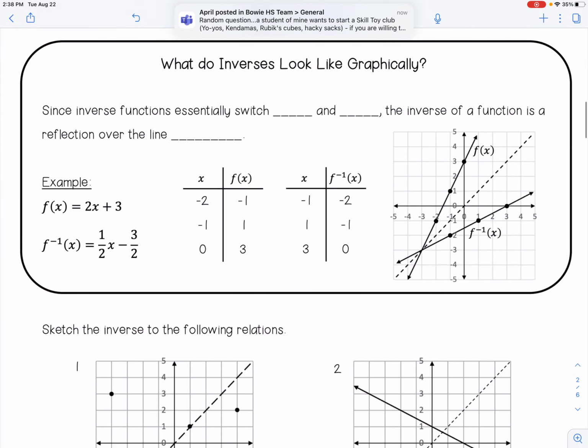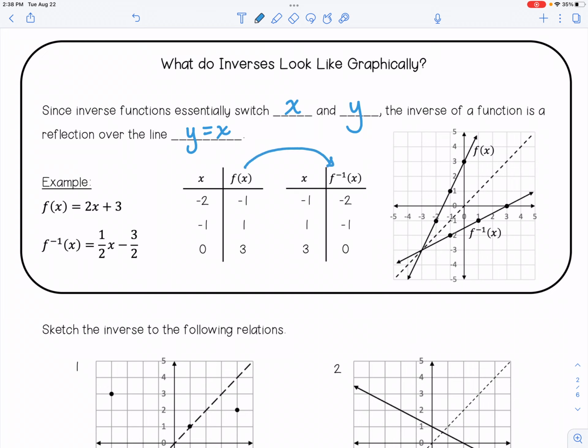So now what do inverses look like graphically when we're looking at a graph? Well, remember, since inverse functions essentially just switch the x and the y, the inverse function is just a reflection over the y equals x line. So we can see here, to go from here to here, we're just switching the x and the y values. (-2, -1) became (-1, -2). (-1, 1) becomes (1, -1).